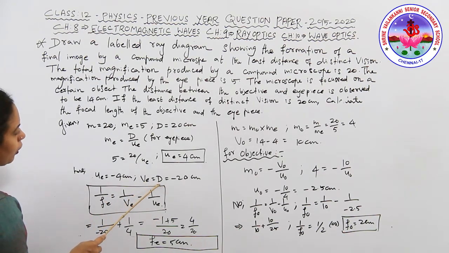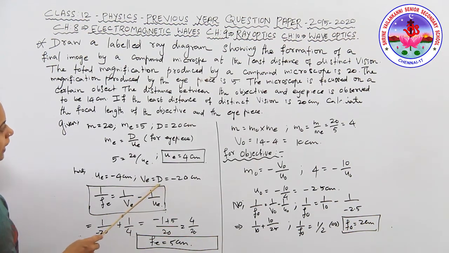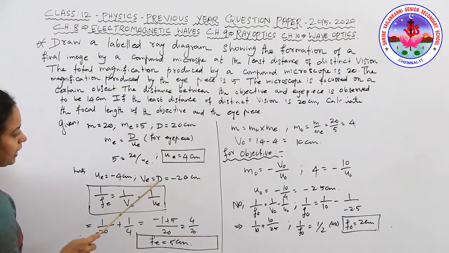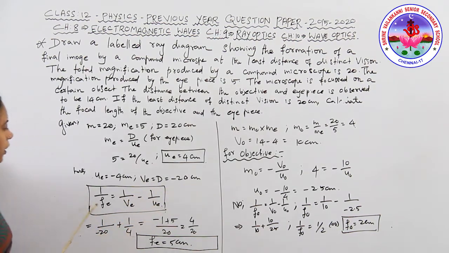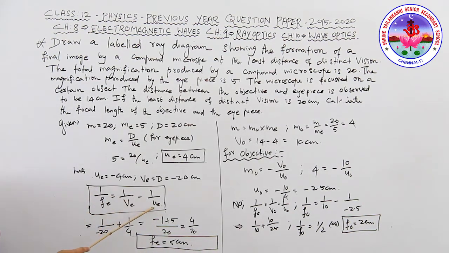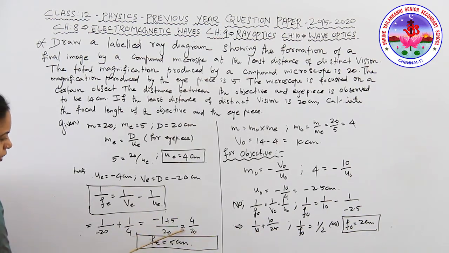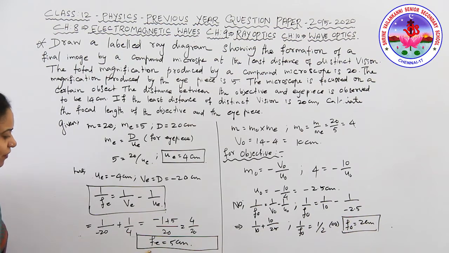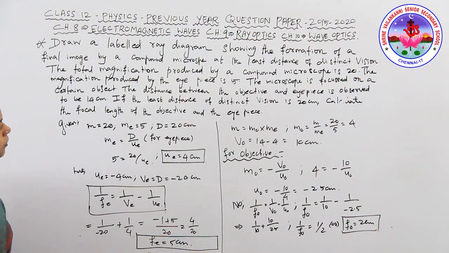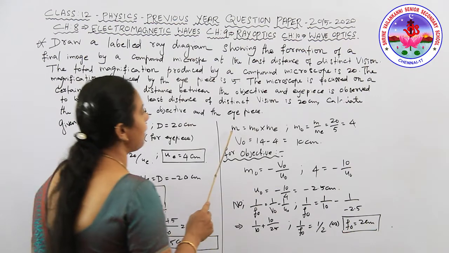So VE is equal to D, because the final image is formed at the least distance of distinct vision, so VE is minus 20 centimeter. The lens formula for the focal length is 1 by F equal to 1 by V minus 1 by U for the eyepiece. By applying the values and simplifying, you will get the FE value equal to 5 centimeter, right? So this is the focal length of the eyepiece.